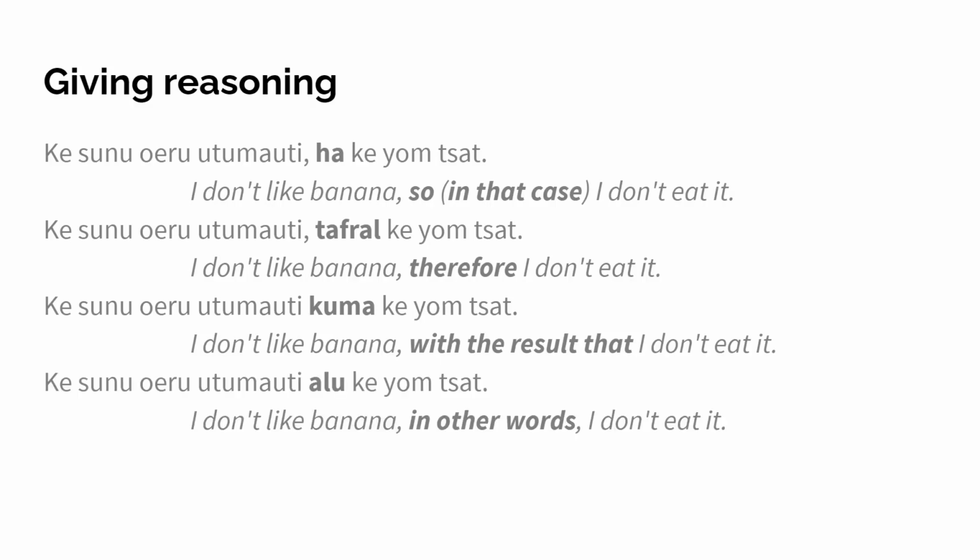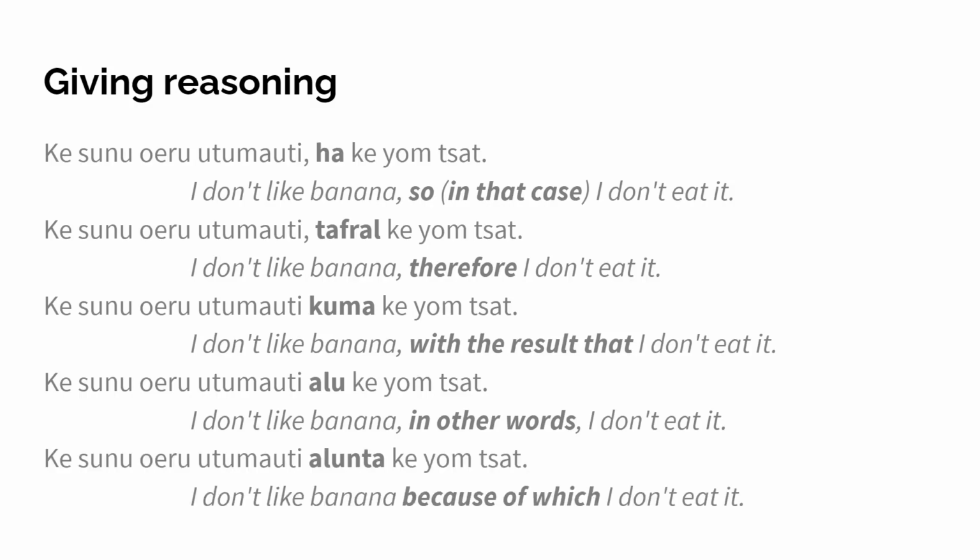We can also use alu as a conjunction. Ke sunuwero utumauti alu ke yomtsat. I don't like banana. In other words, I don't eat it. You might remember alu used a bit differently, for example for stuff like tsmuk alu sevanin, the sibling that's called sevanin, so you use it to specify nouns, to say a name of something, or for example also uvan alu Minecraft, the game, aka Minecraft, so the game Minecraft. But we actually can also use alu like a conjunction, like I showed you here, between two sentences, and then it means exactly that. I don't like banana. In other words, I don't eat it.